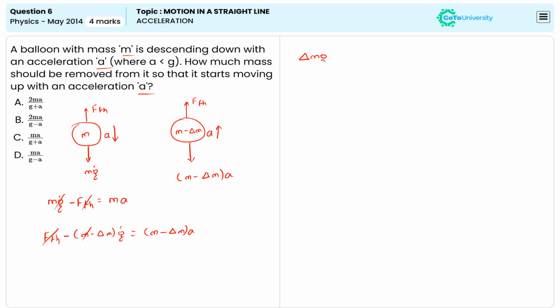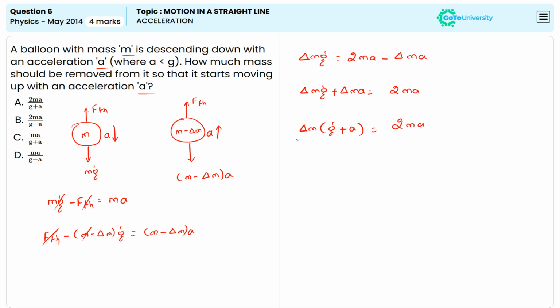Delta m g is equal to, that is ma and m into a, that is 2 times ma minus delta m a. If I take the minus delta m a to the left, then this becomes delta m g plus delta m a is equal to 2 times ma. Then I take the common factor delta m into g, this minus becomes plus, then g plus a is equal to 2ma.